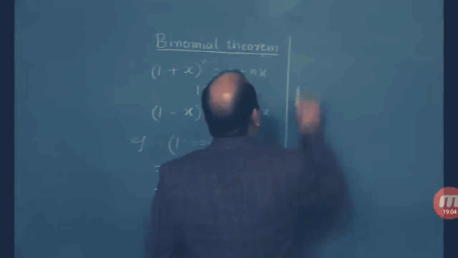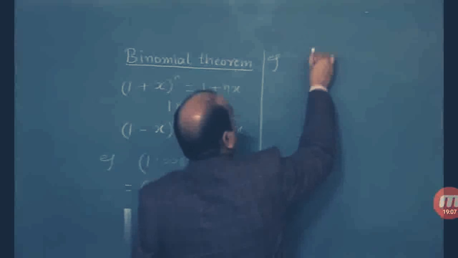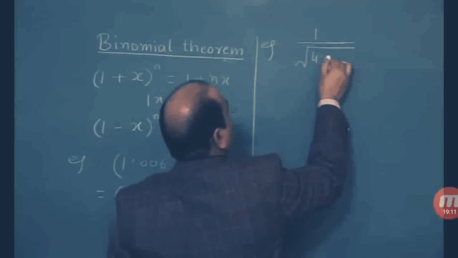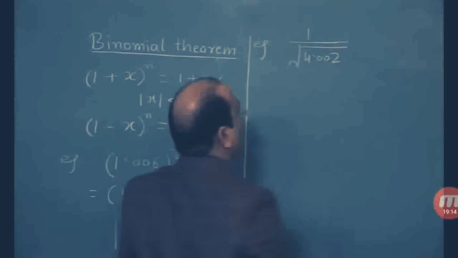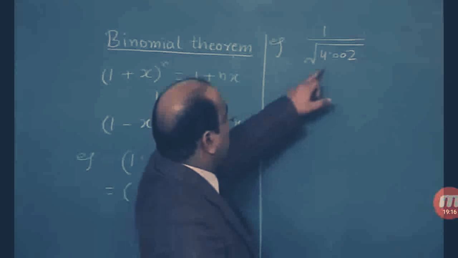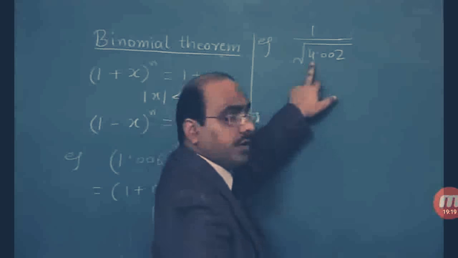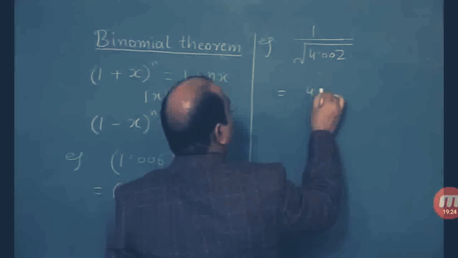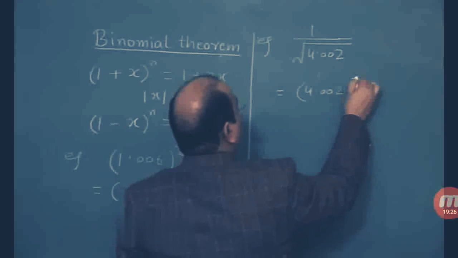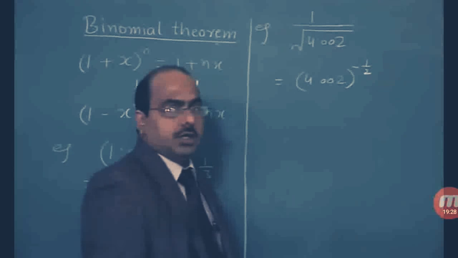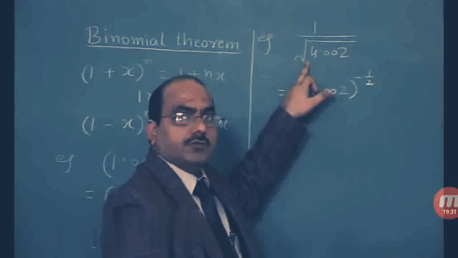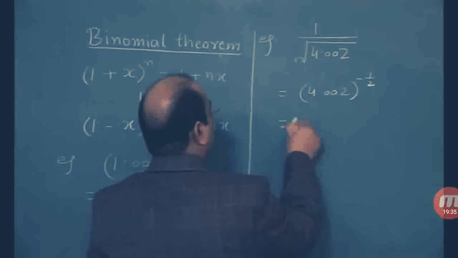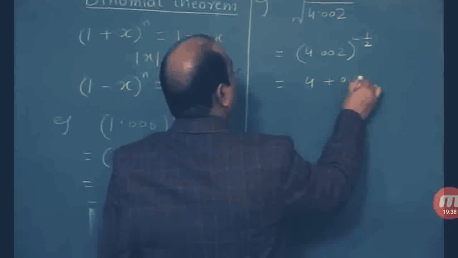Another example, suppose we have to find this 1 upon root of 4.002. Now first of all, it is greater than 4. If we convert this expression as 4.002 whole to the power minus 1 by 2. Actually square root means 1 by 2 power, and when it is taken to the numerator side, it becomes minus 1 by 2. Now I write it to be like this.